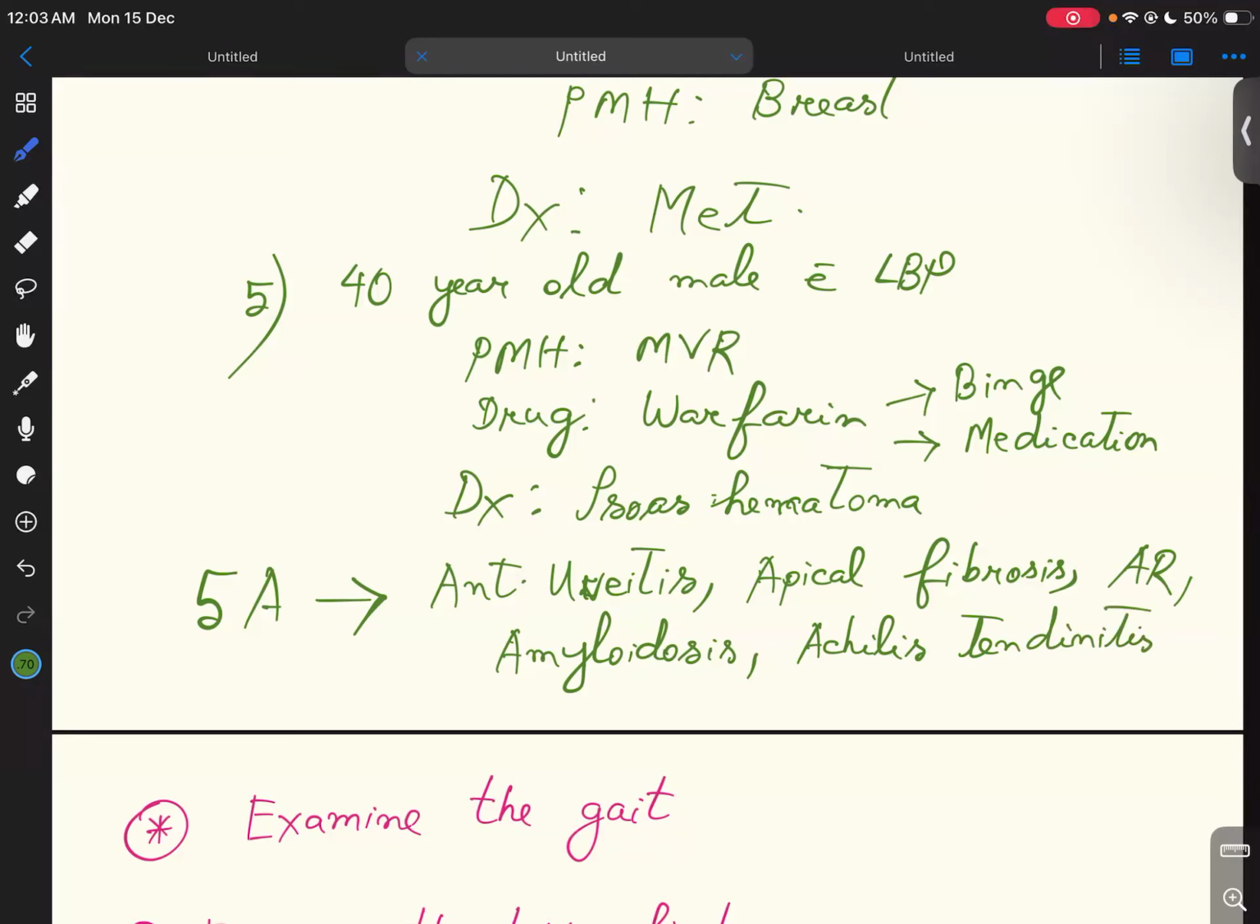So this is the mnemonic 5A. This is for all seronegative spondyloarthritis. And there are also many other examinations. These are explained in detail in a separate recording. It is not possible to complete all the things in only this discussion.